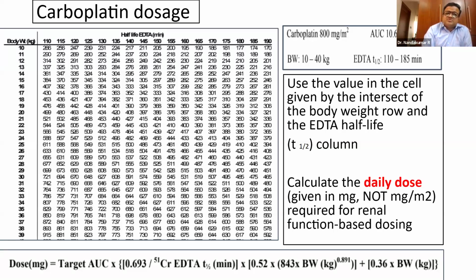The Schwartz formula is a formula which we use in pediatrics. It is similar to your Cockcroft-Gault formula. I know Cockcroft-Gault is kind of obsolete in adults, but the Schwartz formula is still relevant in pediatrics. So based on that, we calculate the half-life. We'll calculate the GFR, and then we can still plot.